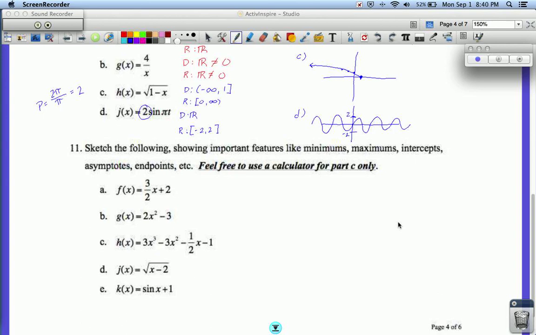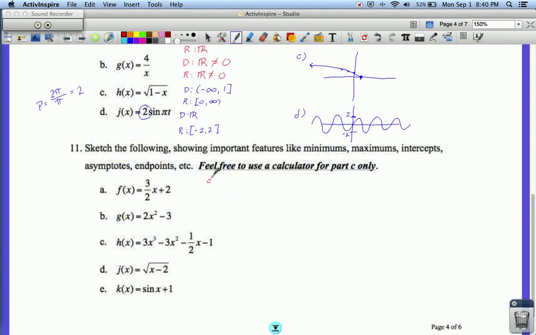Here we are back with part 3 of the summer packet video. Question 11, where we are sketching and showing important features like mins, maxes, intercepts, asymptotes, and endpoints. So here we have a linear function. Let's see if we can cram all these onto this page here. I'm going to do some freehand axes here to take up less space. I would hope you guys are using graph paper on a separate sheet of paper or something. So intercept is 2, slope is 3, rise 1, 2, 3, and run 1, 2.